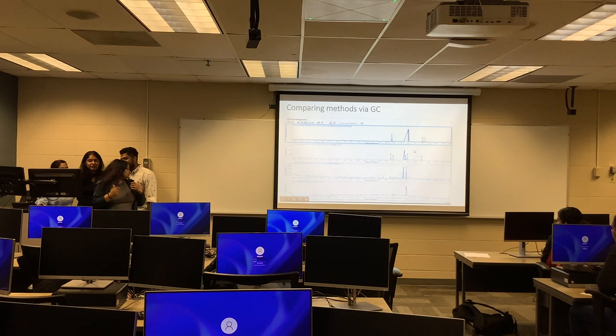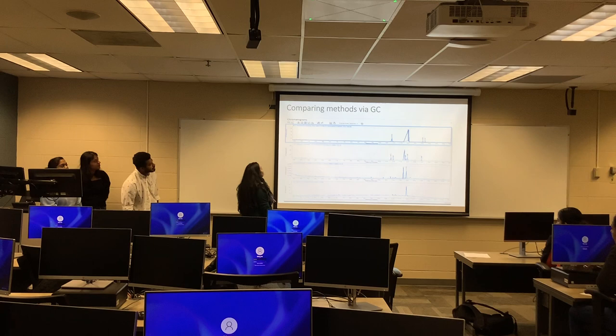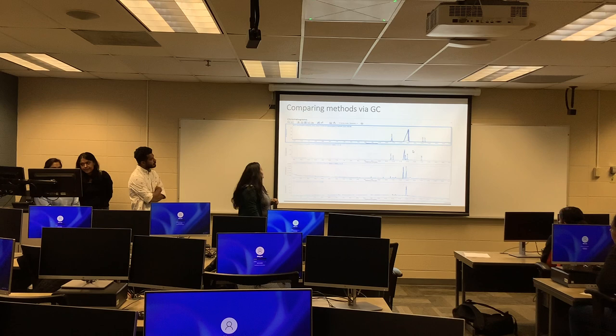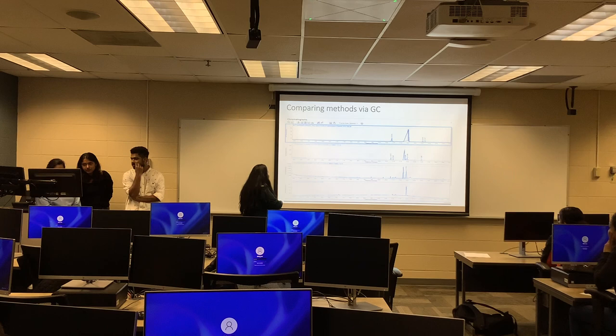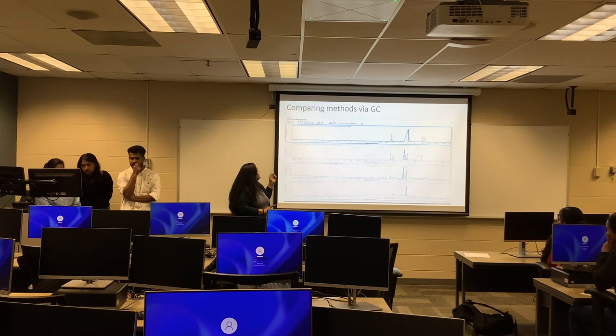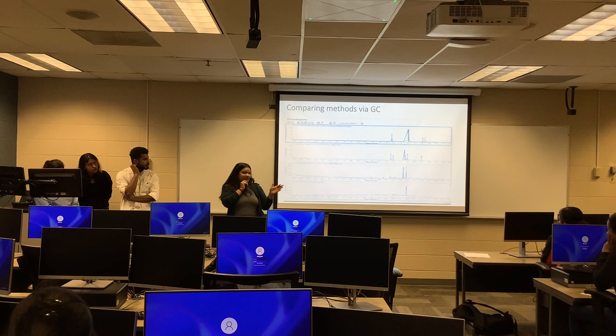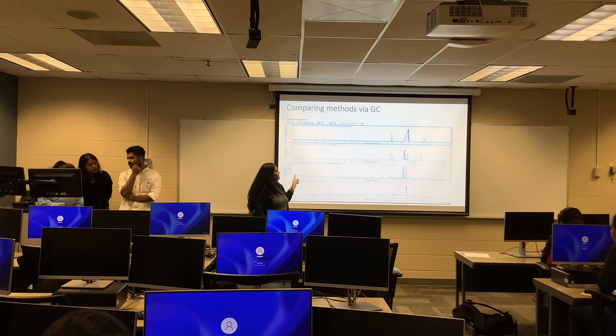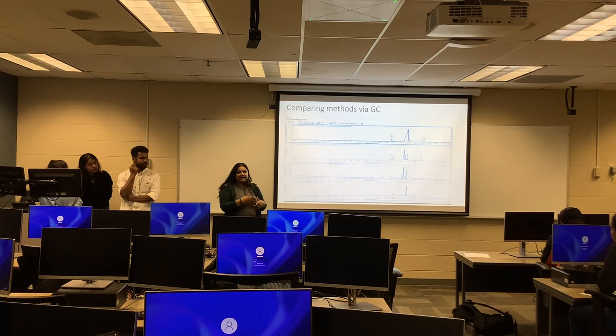So the first result is electrolysis, the second is microwave, the third is strainer, and the last one is waste oil. What we have concluded from this is the retention time of carbon: after 8 minutes, the higher-chain carbon compounds elute out, from 8 minutes to 15 minutes, I guess, and between 10 to 11 and 11 to 12, we got the highest elution of carbon.